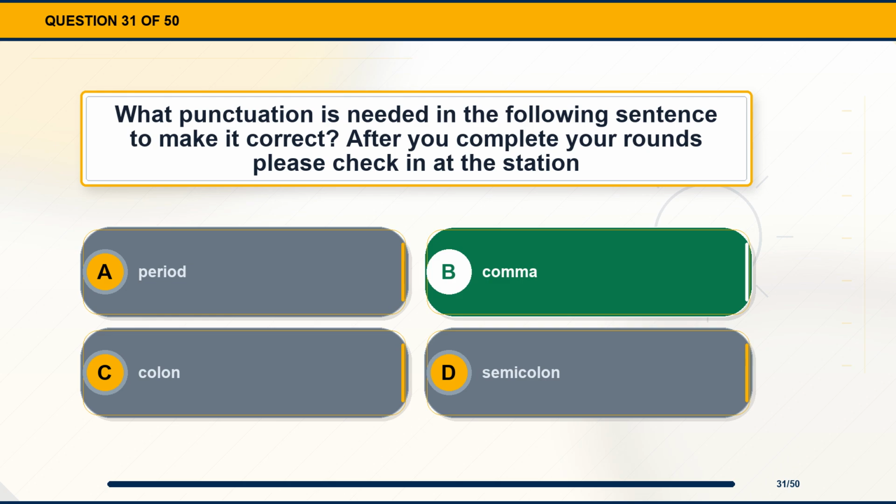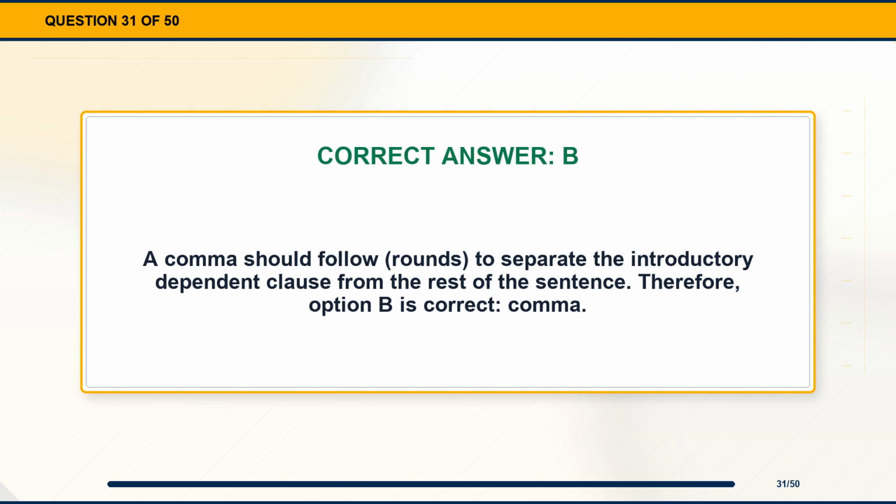The correct answer is option B, comma. Explanation: a comma should follow rounds to separate the introductory dependent clause from the rest of the sentence. Therefore, option B is correct, comma.